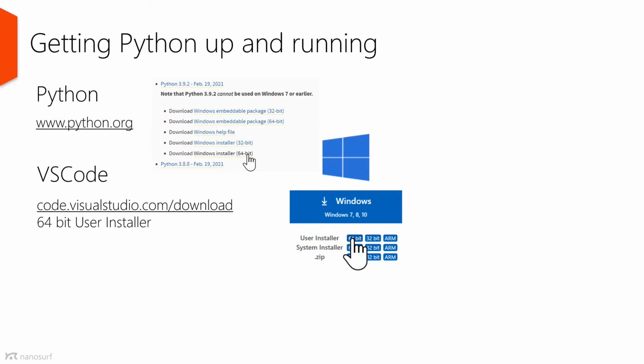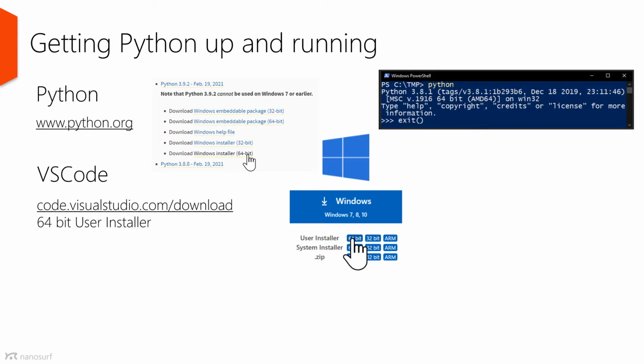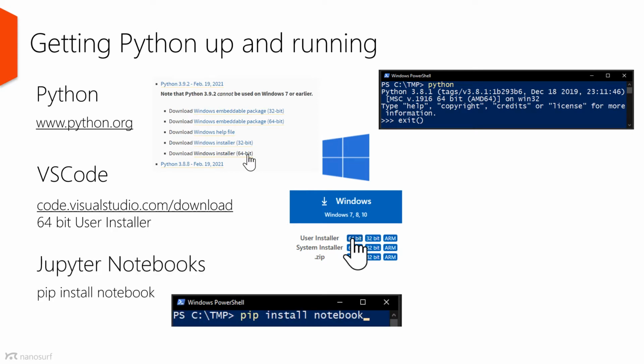Once your Python is installed, it is good to test it by opening a command prompt or Windows PowerShell, typing python there and pressing enter. You should see this welcome message from the Python interpreter. Once this works, you can install Jupyter notebooks by typing pip install notebook and pressing enter.